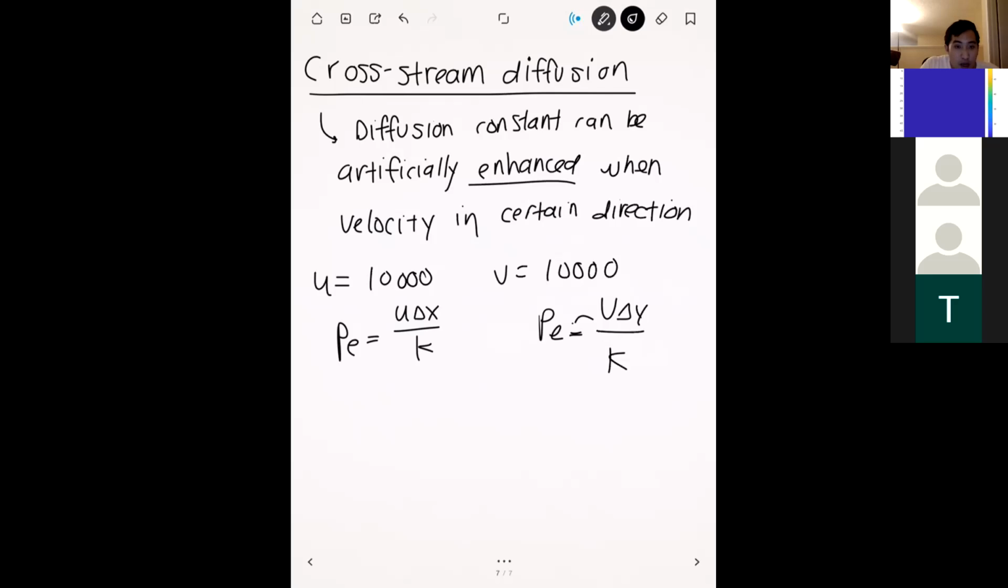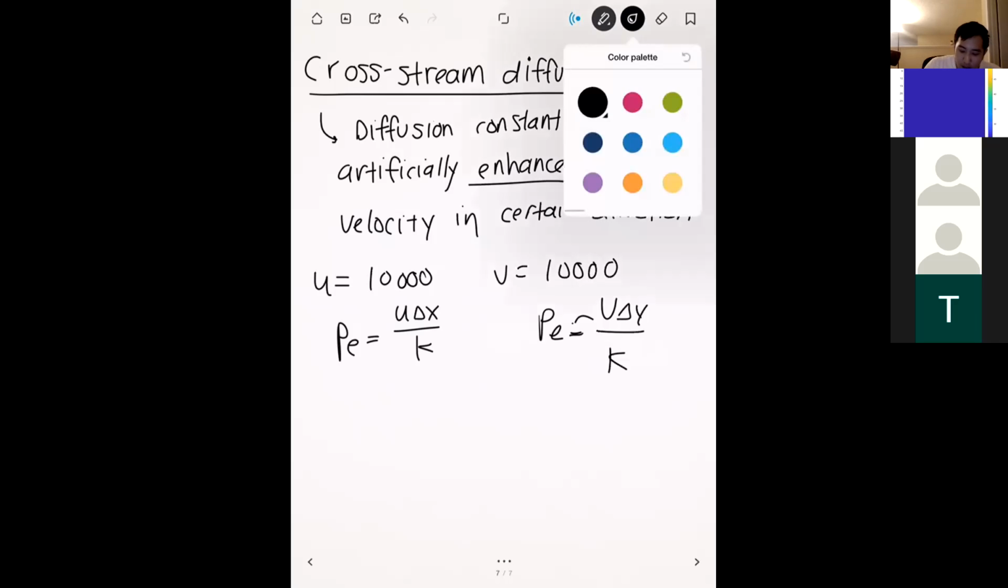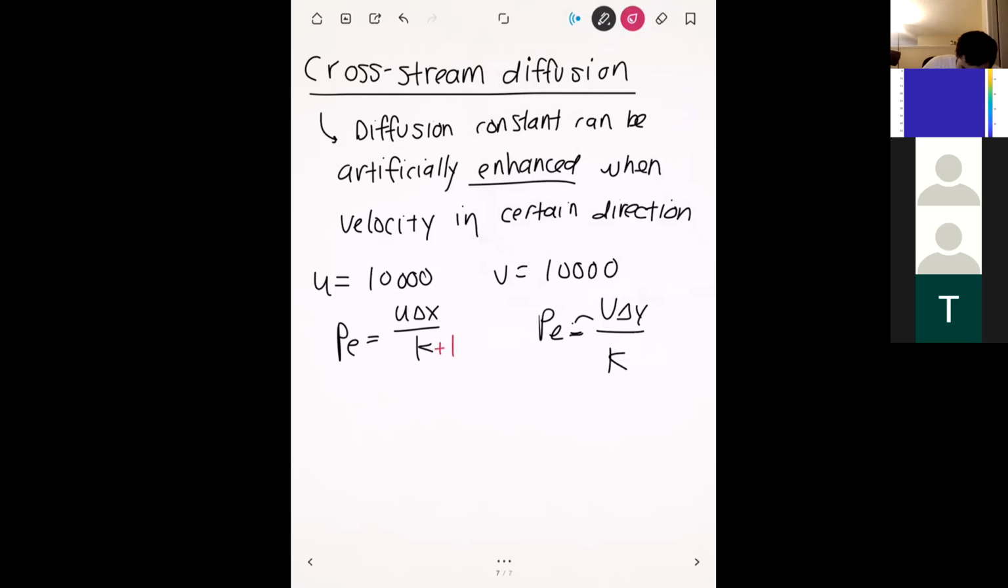And so what can happen sometimes is that the diffusion coefficient on the bottom isn't the only diffusion that's going on, right? You can have an additional false or artificial diffusion going on. And the reason this occurs is because the convection velocity is not aligned with the grid.